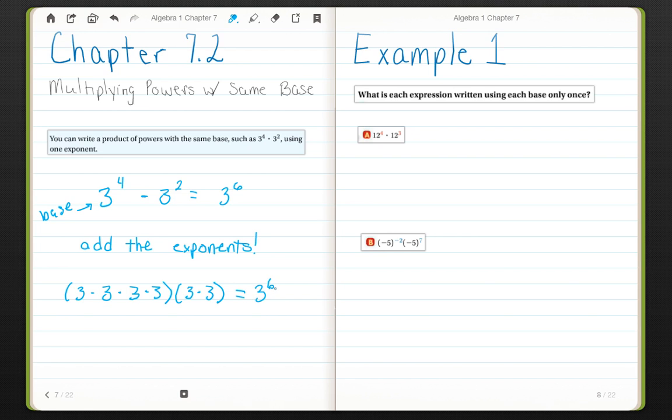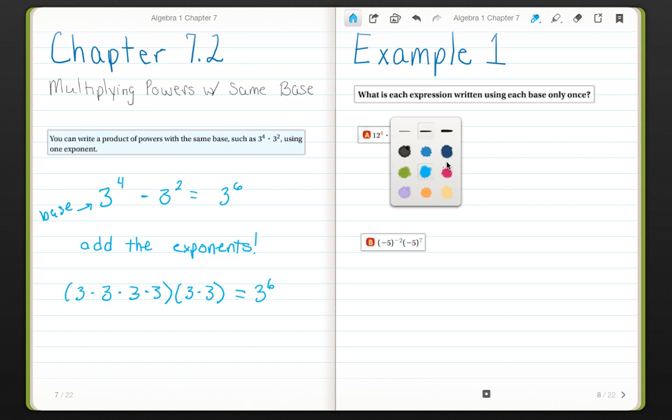So let's take a look at example 1. What is each expression written using each base only once? So here I have the base of 12 to the fourth and the base of 12 to the third. So 12 to the fourth times 12 to the third equals 12 to the 4 plus 3, or 12 to the seventh power.